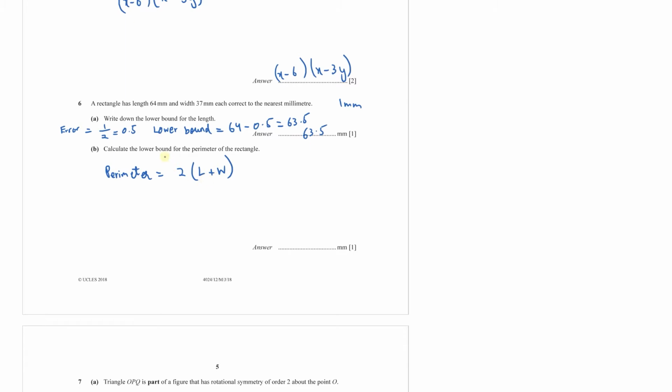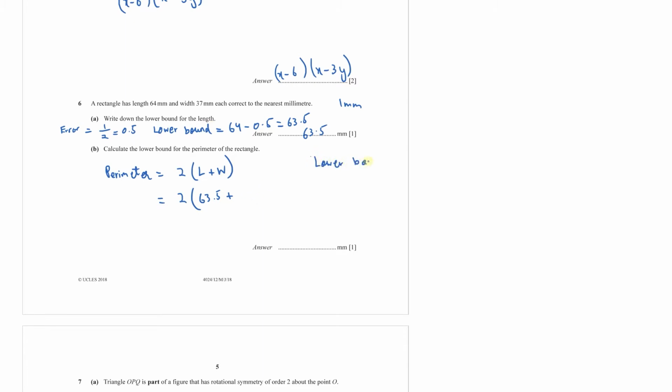So how will you find the lower bound? So you want to minimize the value of this perimeter. So that means since these two are being added and then being multiplied by 2, the minimum value of length plus the minimum value of the width multiplied by 2 will give you the lower bound. So this would be 2 times, what is the lower bound for the length? You have calculated it, 63.5, plus what is the lower bound of width, which is 37 millimeter minus the error. Error is 0.5.